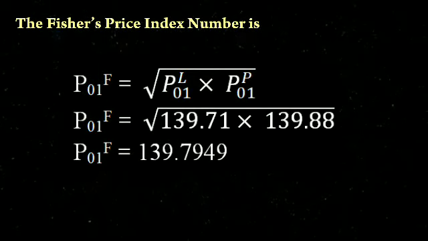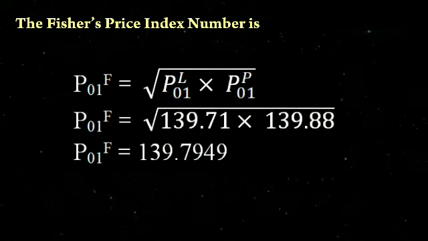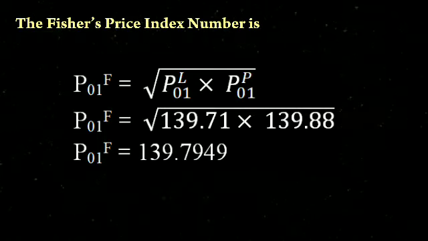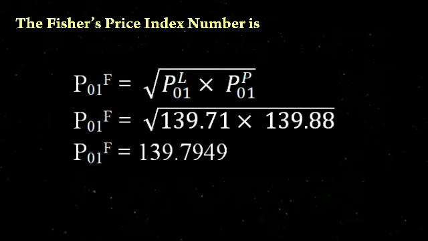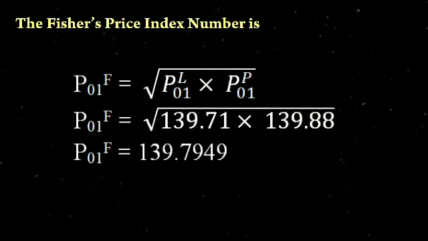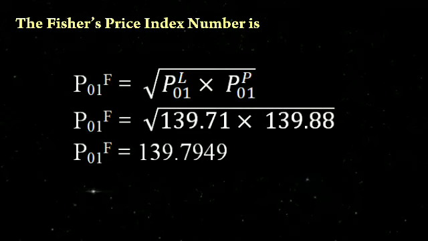Last one, the Fisher's price index number is P01 of F equal to square root of P01 of L into P01 of P. Substitute in the formula, that is equal to square root of 139.71 into 139.88, which is equal to 139.7949.